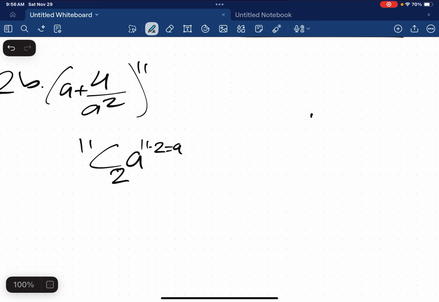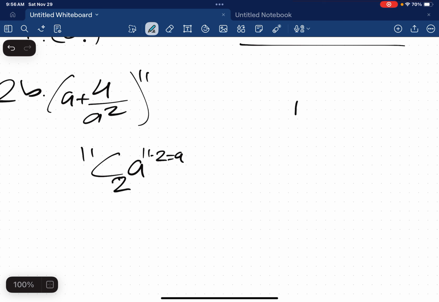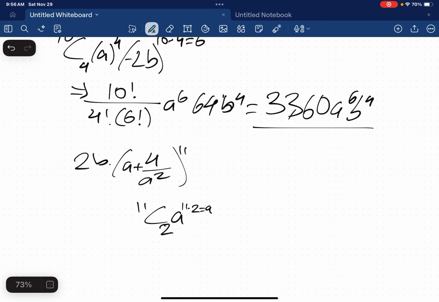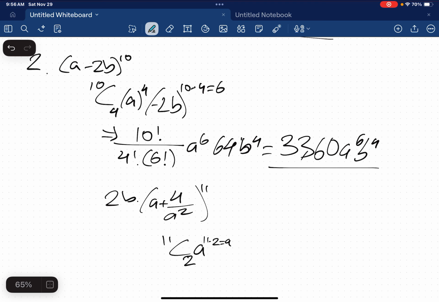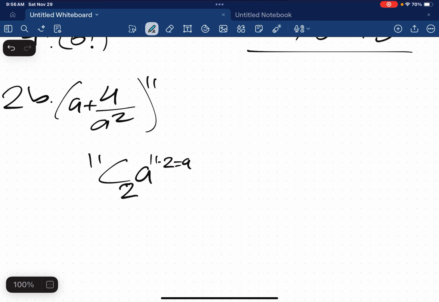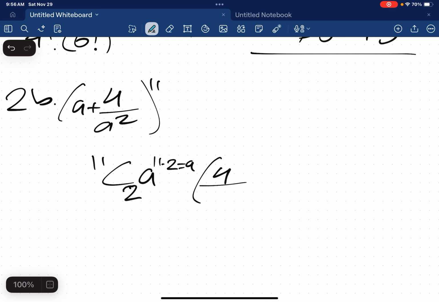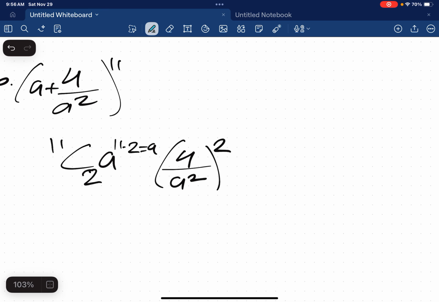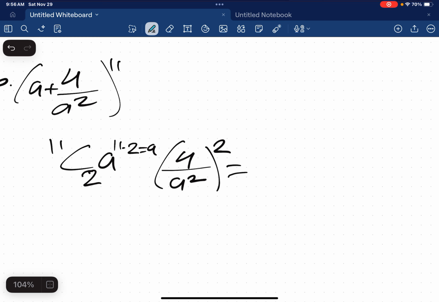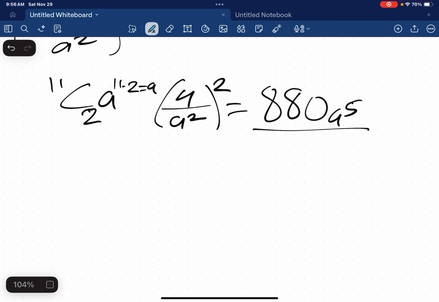Okay, because it's n minus r for your 1st term. Okay, and then we have 4 divided by a squared to the 2. And that's going to just simplify to 880 a to the 5th.